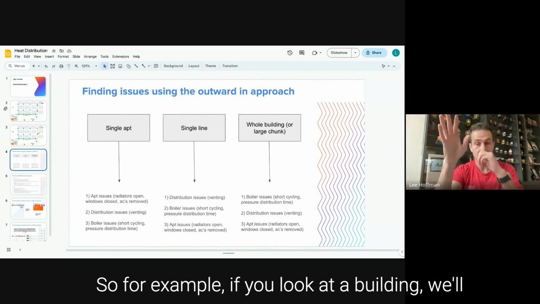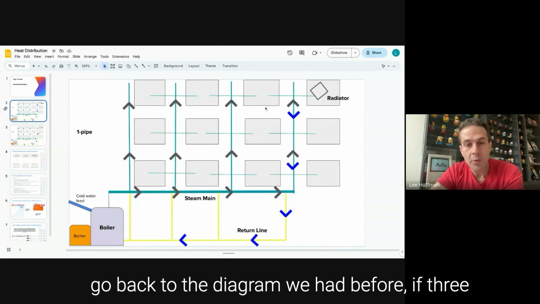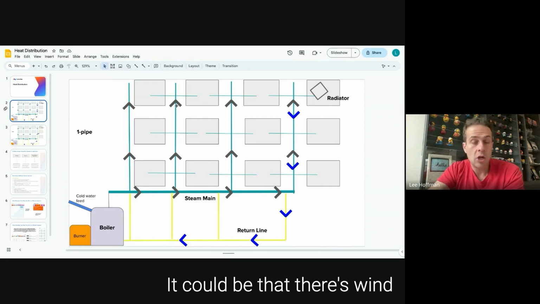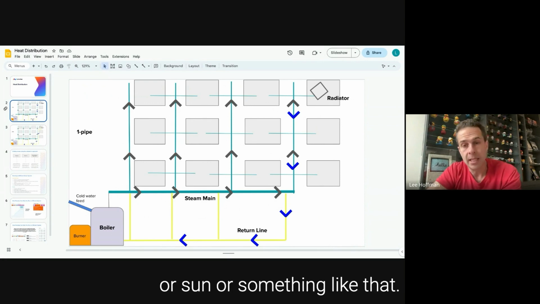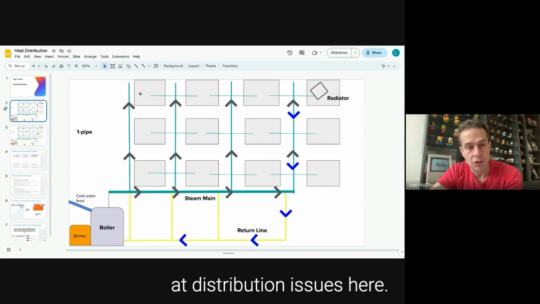So for example, if you look at a building, we'll go back to the diagram we had before. If three of these lines are really warm and one is cold, right? It could be that there's wind or sun or something like that. So that's always a possibility. But you definitely want to look at distribution issues here.